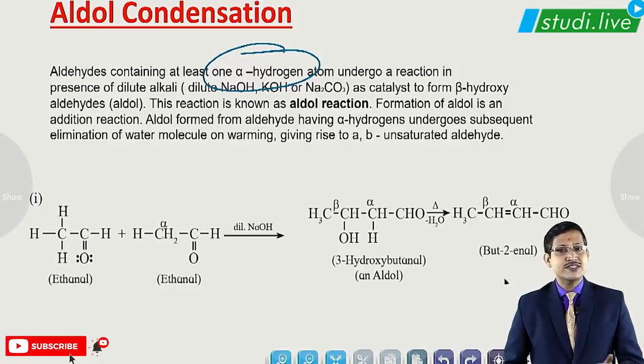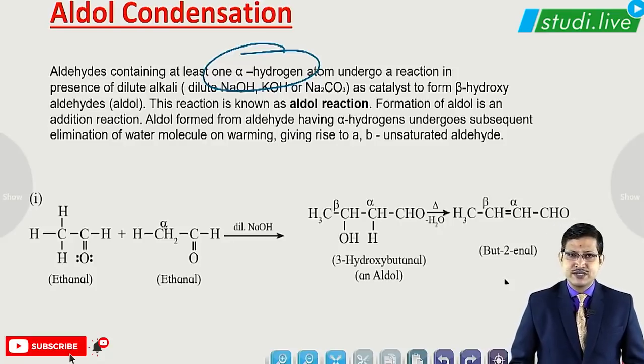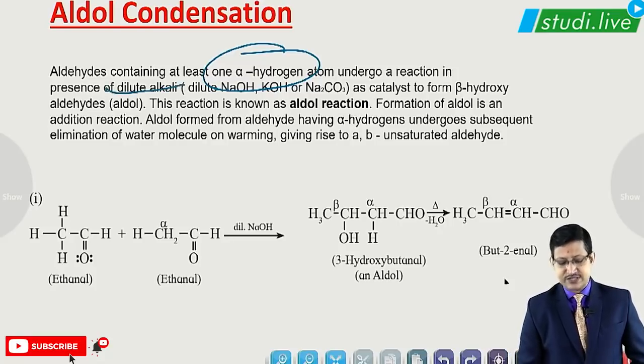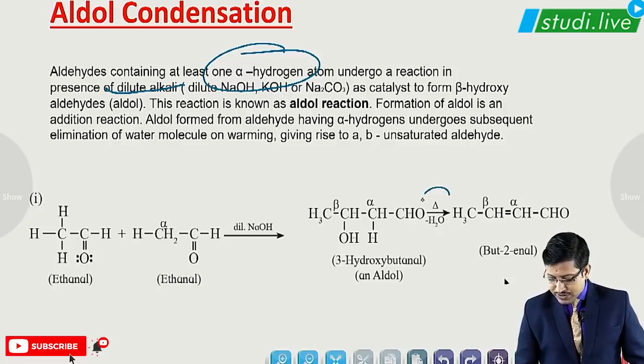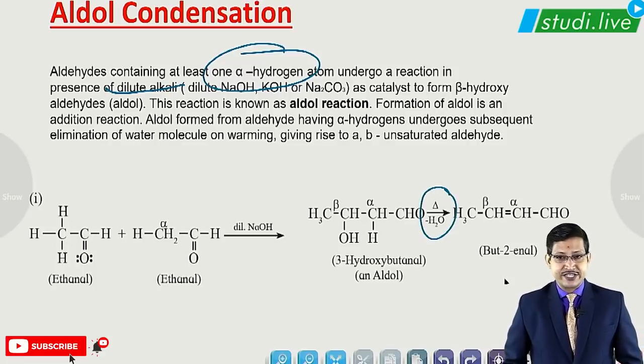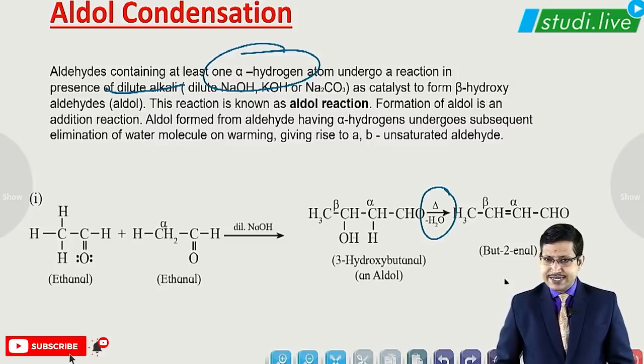Second important thing, when this reaction takes place, aldehydes containing at least one alpha hydrogen atom will react with, what do they react with? They react with dilute base. So they are reacting with dilute base like, what are they? NaOH, KOH and Na2CO3, any one of them. And it will give you beta hydroxy aldehydes or beta hydroxy ketones. From that beta hydroxy aldehyde or ketone, the water molecule is eliminated. Very quickly we will try to understand this reaction.